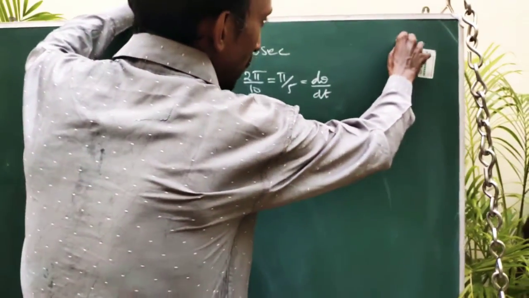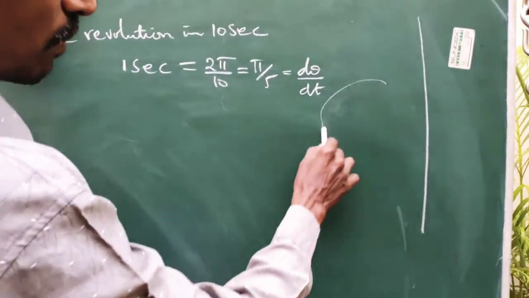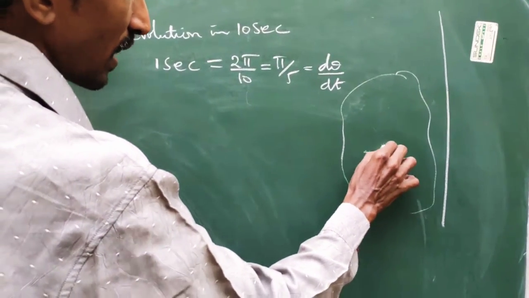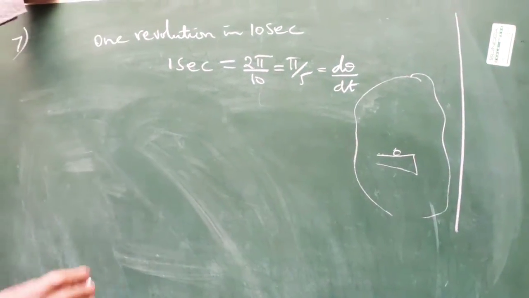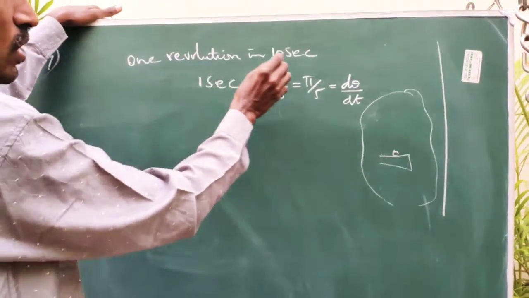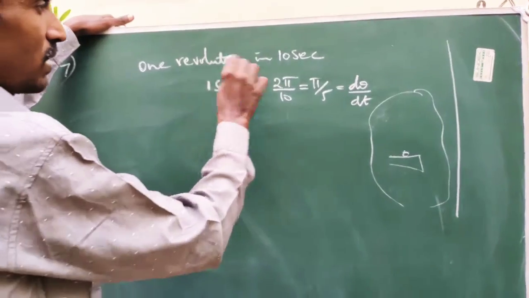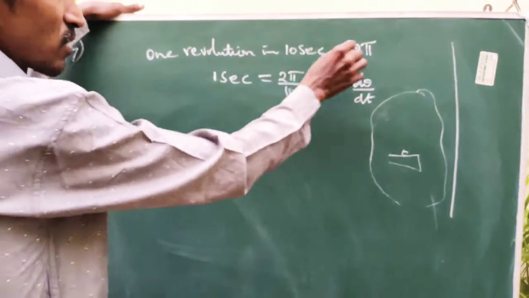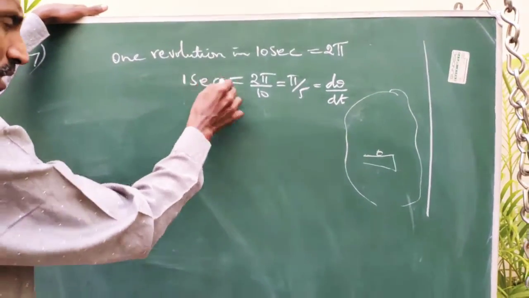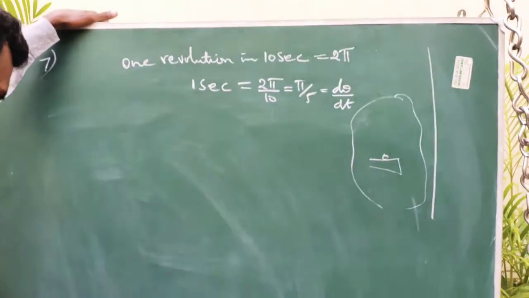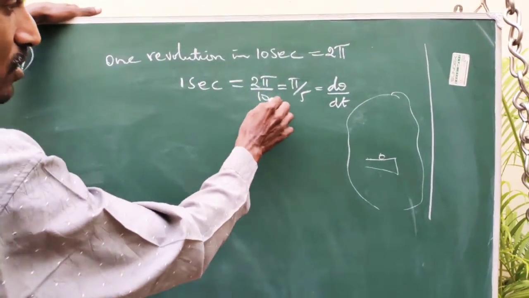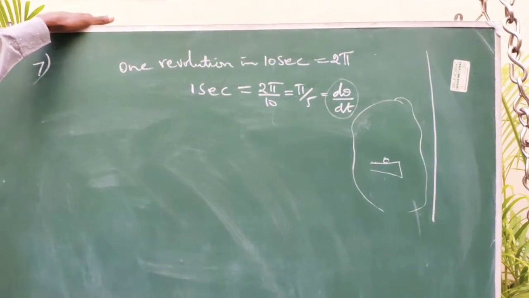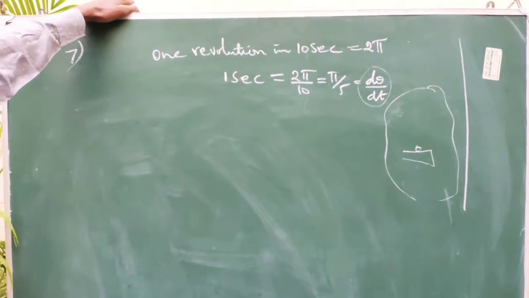Assume this is the seashore, and this is the sea. The ship is anchored here, and the beacon is revolving. One complete rotation takes 10 seconds. We already know that one complete revolution means 360 degrees, or 2 pi. So it takes 10 seconds for 2 pi, and for 1 second the revolution is 2 pi by 10, which is pi by 5. It is nothing but the change of angle, d theta by dt. Keep this value, and come back to the problem.